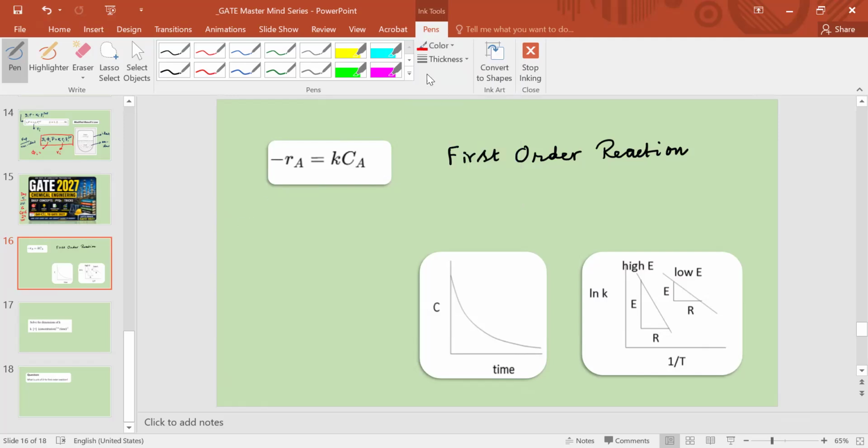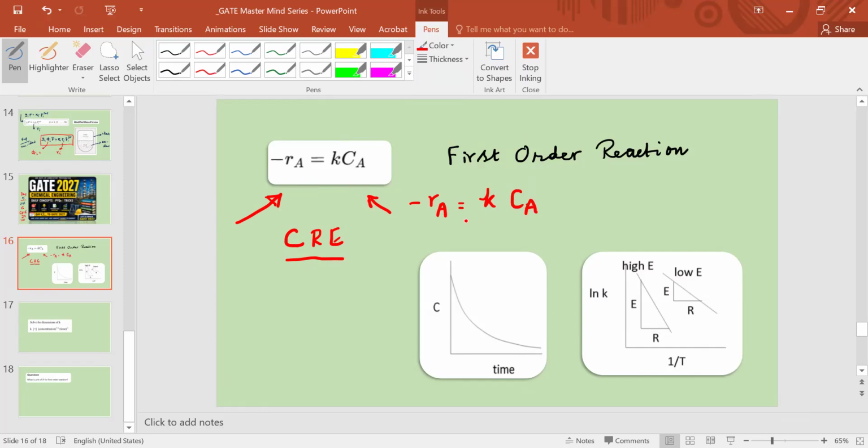You can see it directly: first order reaction. Let me not say kinetics, it's a big word. Generally, when we are looking at such concepts, this comes under a well-known subject in our chemical engineering that is known as chemical reaction engineering. This is given as minus rA equal to k into CA.